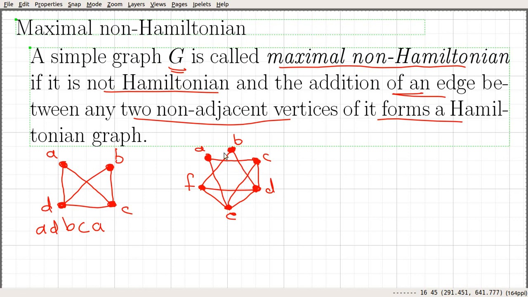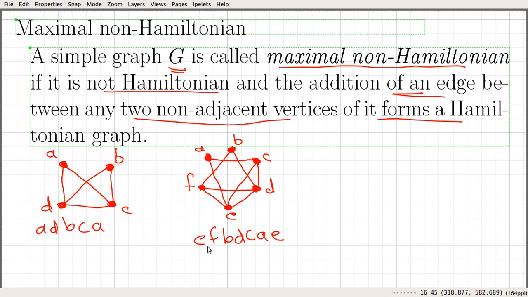becomes Hamiltonian. And here the Hamiltonian cycle will look something like this: if you start from E, E to F, F to B, B to D, D to C, and C to A, and back to E using this edge.